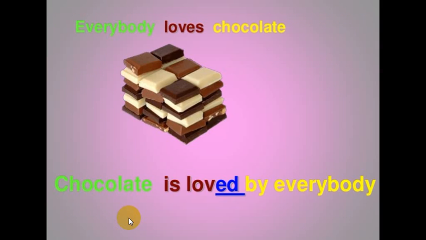We have another example. Everybody loves chocolate. This is an active sentence. I want to make it passive. I should start with the object. The object is chocolate. So it becomes the subject here in the passive. Chocolate is loved by everybody. Chocolate is loved by everybody.